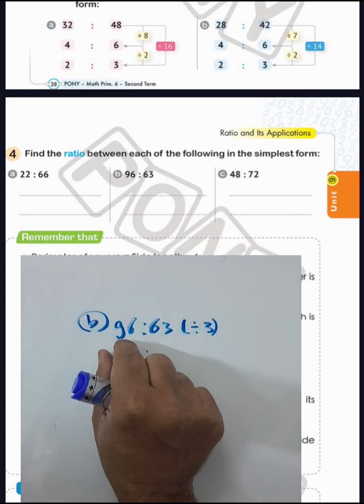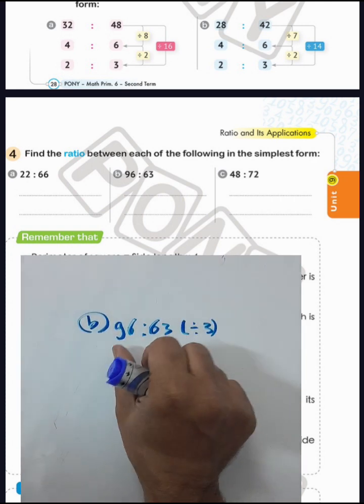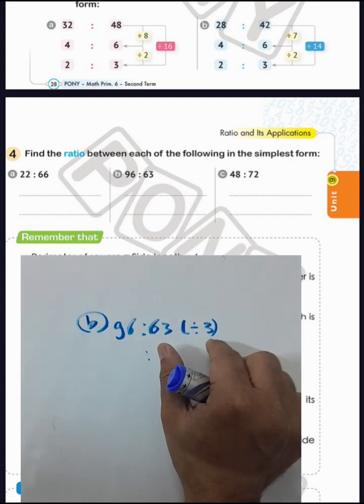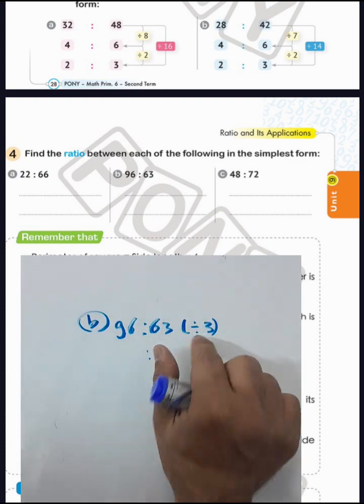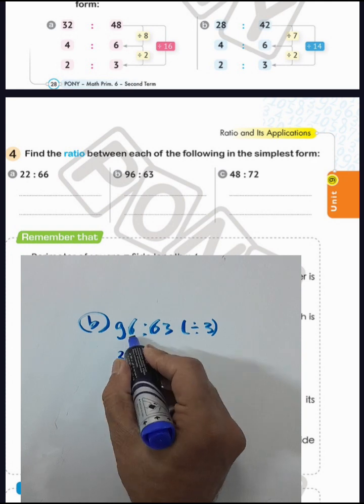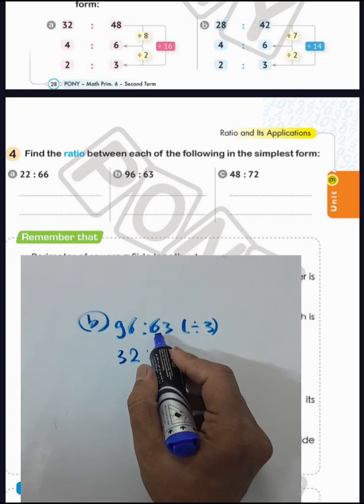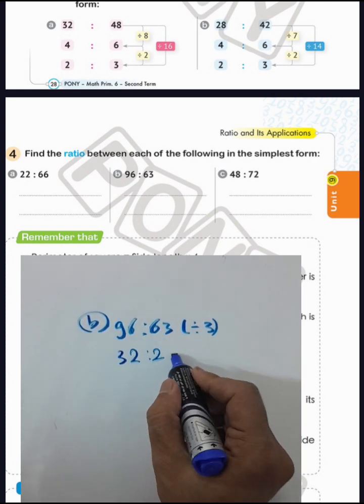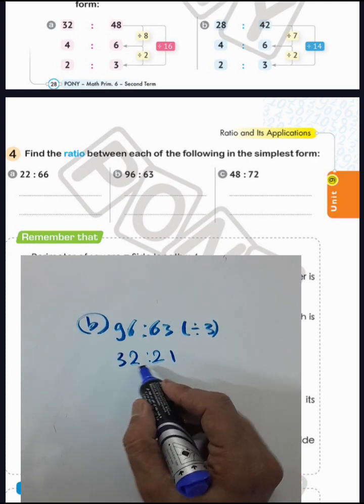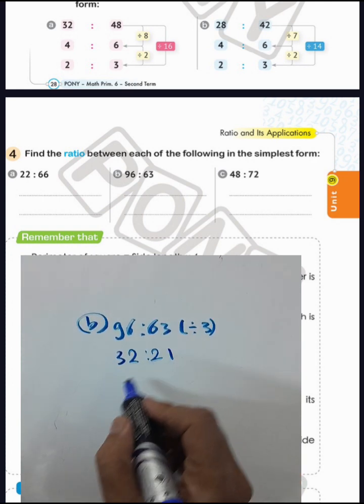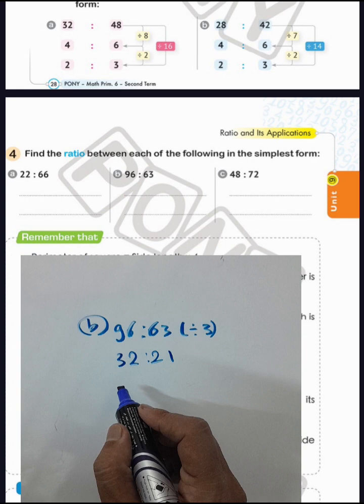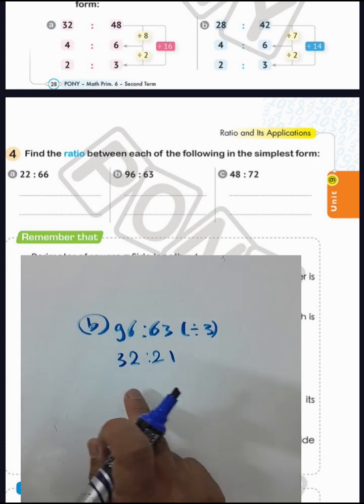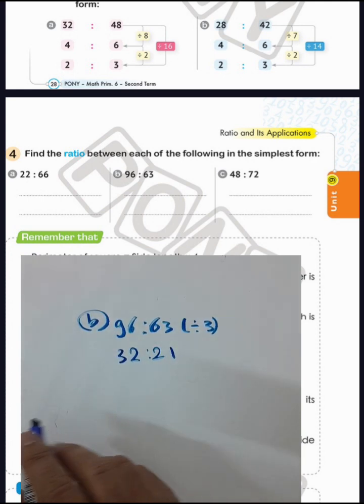Then 96 and 63, we can divide both numbers by 3. 96 divided by 3 equals 32, and 63 divided by 3 equals 21. Then the ratio here will be 32 to 21. Okay, it's the simplest form because the highest common factor between 32 and 21 is 1. Okay, understood? Next question, letter C.